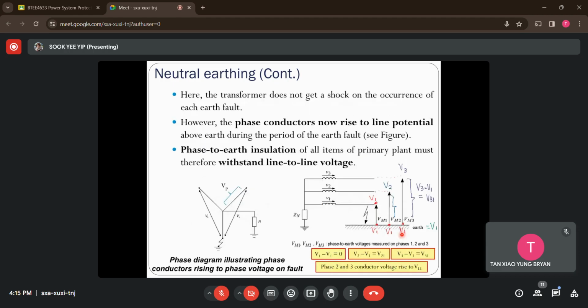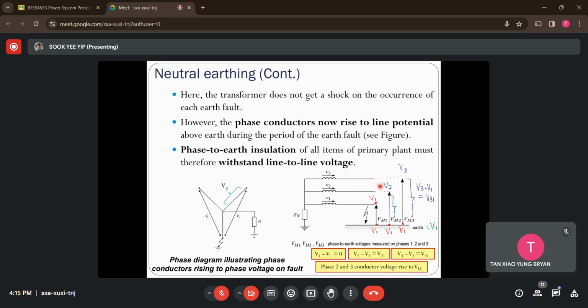Okay, so now what happens if I do it this way? The neutral point of the low voltage side is being grounded. So if I have a fault on one of the phases, this transformer will not get shorted, but it has this problem. You will notice that the voltage value will rise this time for both healthy phases. The healthy phases rise to line voltage. So to further explain this, let's check out the figures here.